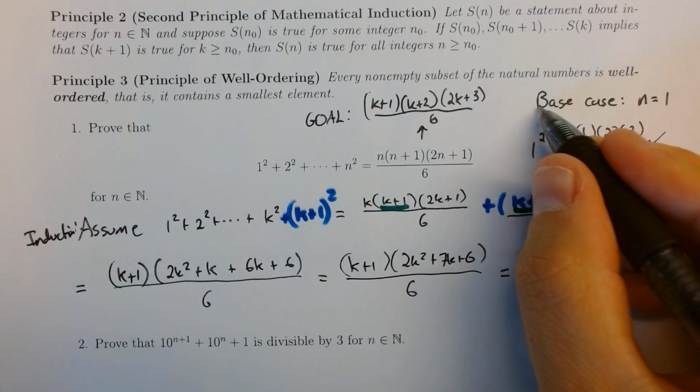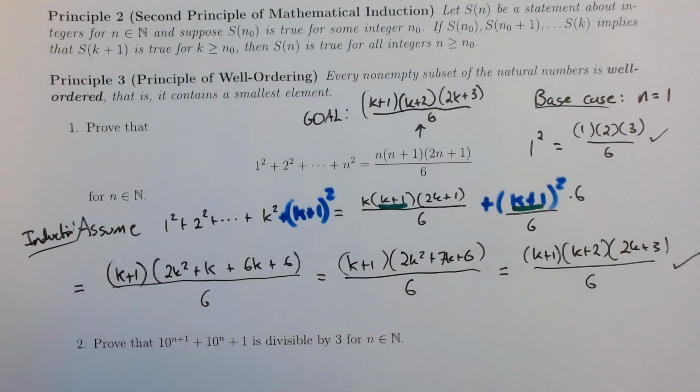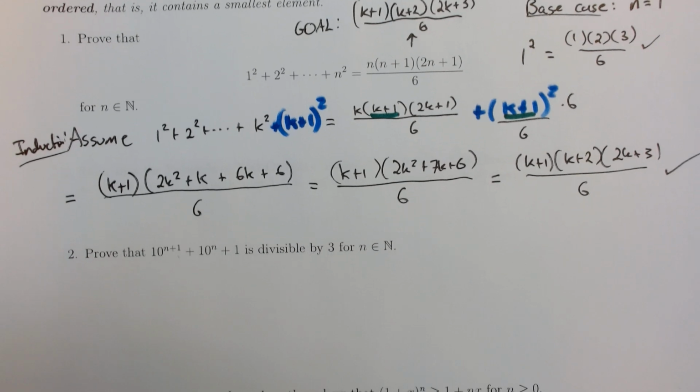So showing the base case and the induction step is enough to show that the formula is true for all n, or at least for all n beyond the starting point.